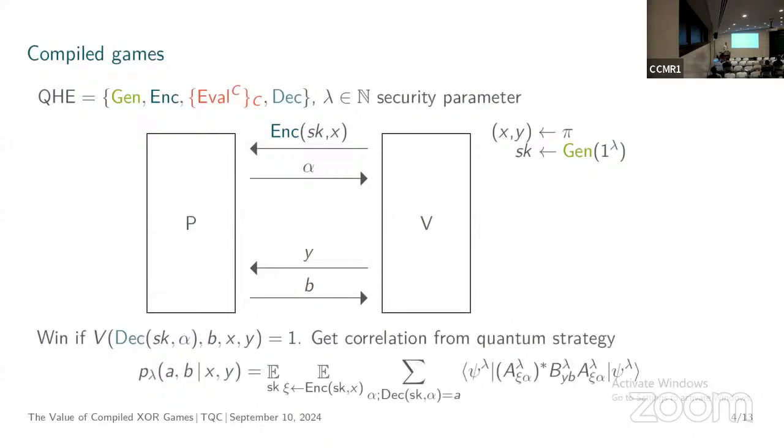Okay, and now what do we get as a correlation? So we get a lot of sums or expectations for the secret key and encryption and decryption, but essentially it's like a sequential measurement. So we have some state, we apply measurement operators, and then in the middle we get the POVM.